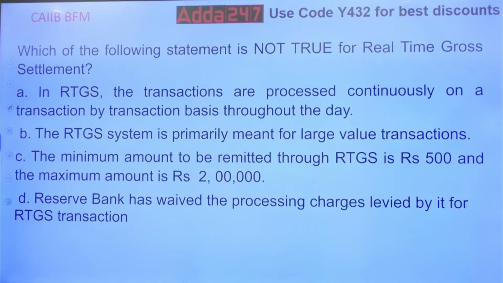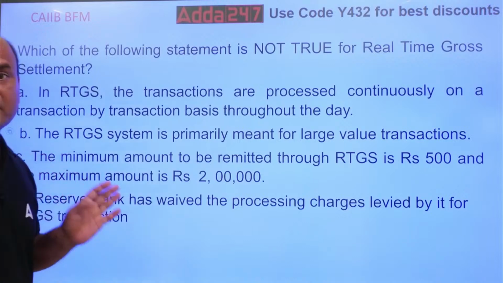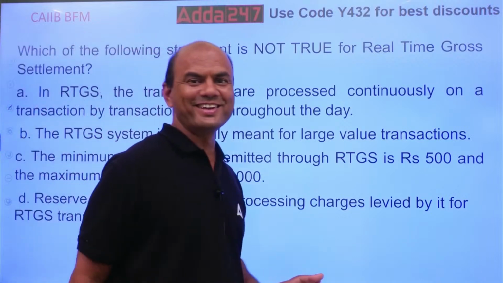The RTGS system is primarily meant for large value transactions. The minimum amount to be remitted through RTGS is 500 and maximum is 2 lakh. RBI has waived processing charges levied by it for RTGS. This much you must know. This answer you should know definitely. If somebody is not knowing this, then it is a very difficult situation in CAIIB.